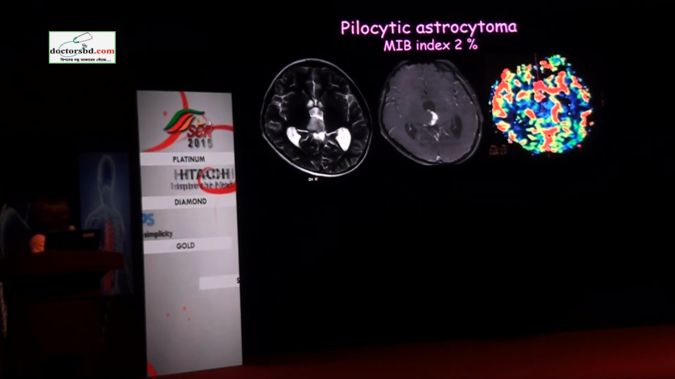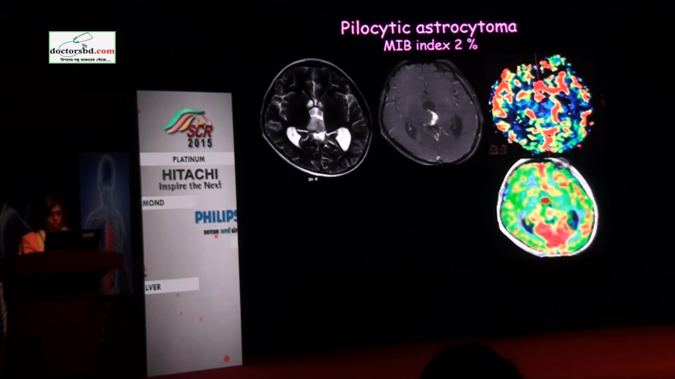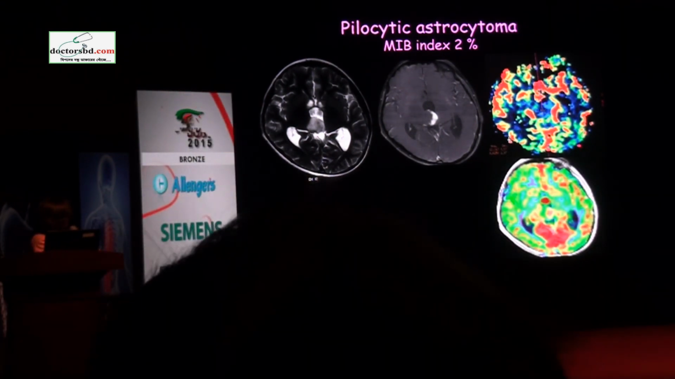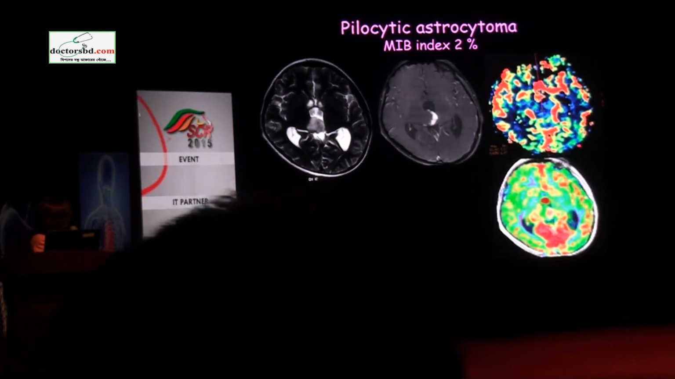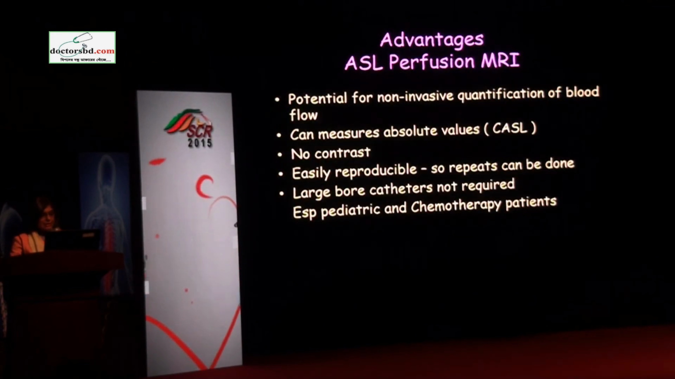So this is the example of pilocytic, where the enhancing area is showing more increased blood flow on ASL but not on perfusion. So this upper image is DSC, in which it is hypoperfused, and the false positive on ASL, where there is increased flow on the enhancing areas.